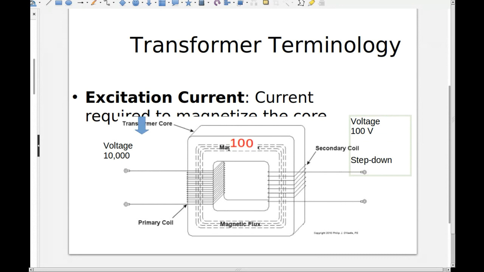We've got 100 windings on the primary side for every one winding on the secondary side. So we're stepping down the voltage. However, when you step down the voltage, you actually step up the current. But when we talk about whether it's a step up or step down, we're talking about the voltage: is it increasing or decreasing the voltage? So this would be a step down here.